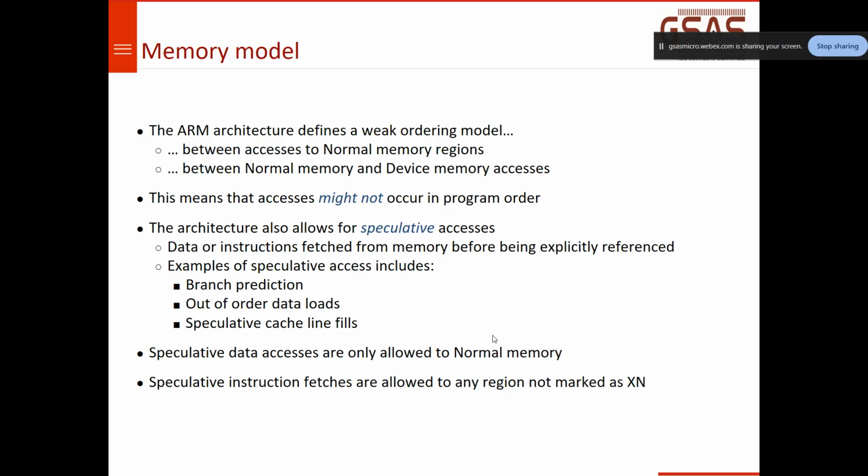In the architecture it is hard coded that the processor can go and fetch memory speculatively, meaning even though there is no explicit access or reference, the processor can still access that specific memory location. Examples of speculative access are branch prediction, out of order data load, and speculative cache line fills. Please remember I'm talking about all the ARM architectures, specifically Cortex A, R, and M.